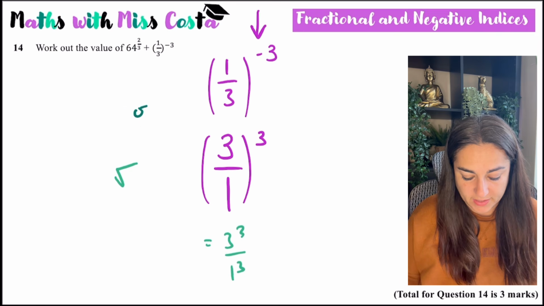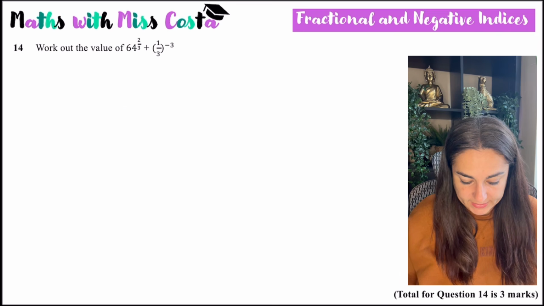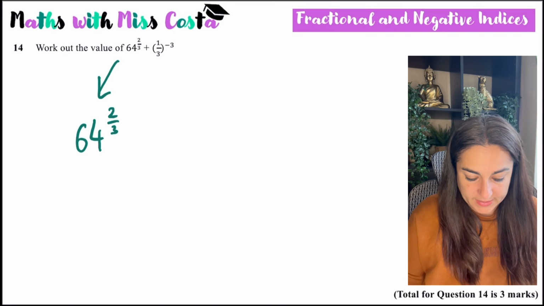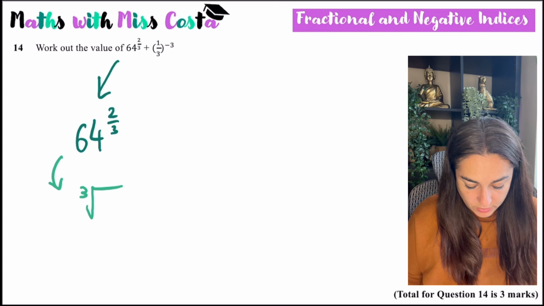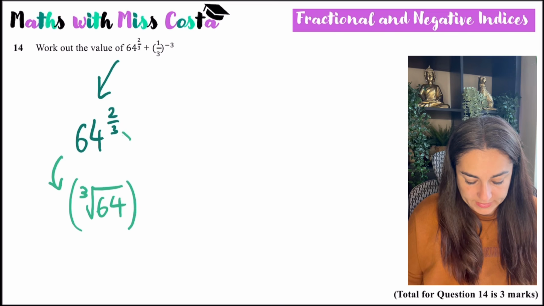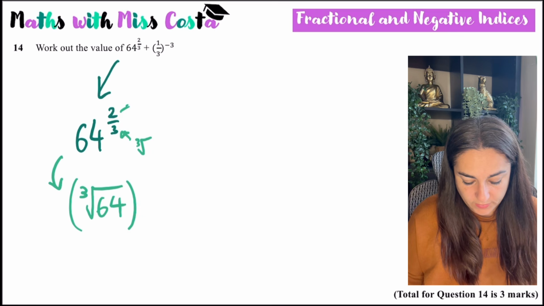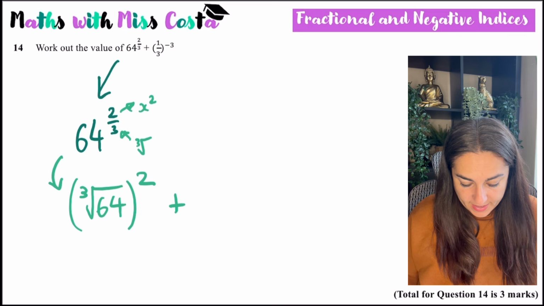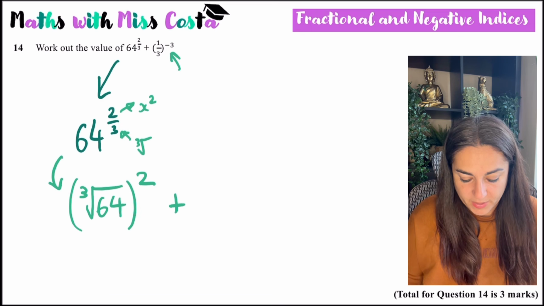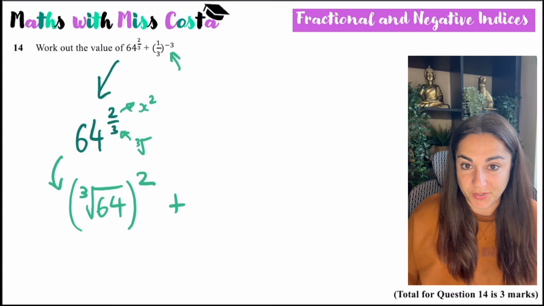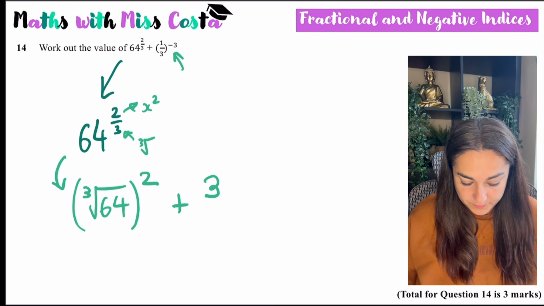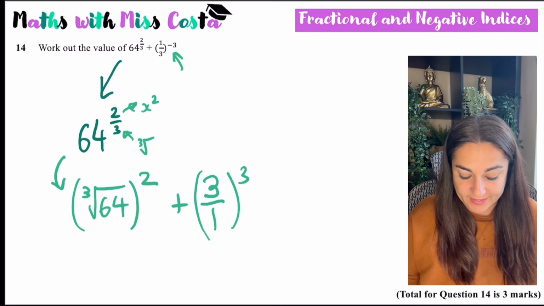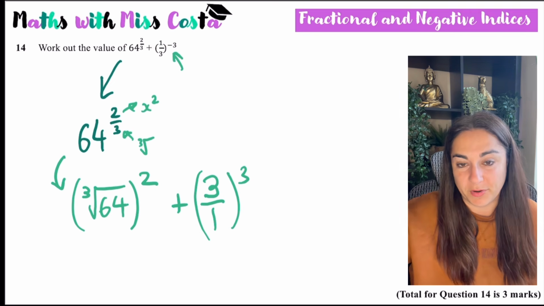But anyway, let's take the whole question as a whole. So we've got 64 to the power of 2/3. So that means I'm going to do the cube root of 64 because of that denominator here. It's going to be the cube root, and then it's going to be to the power of 2. So I'm going to do that plus 1/3 to the power of -3. So when I see a minus, I know it's the reciprocal that I need. So that would be 3 over 1 to the power of 3. So you basically do the reciprocal and then it's the positive power of that thing.